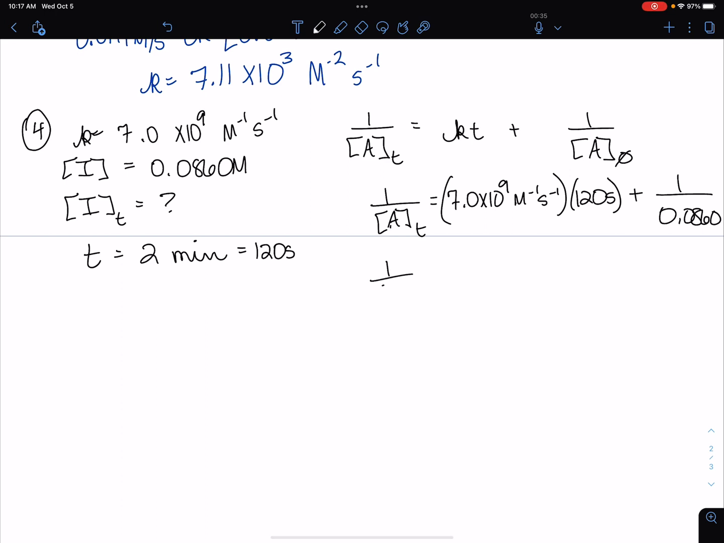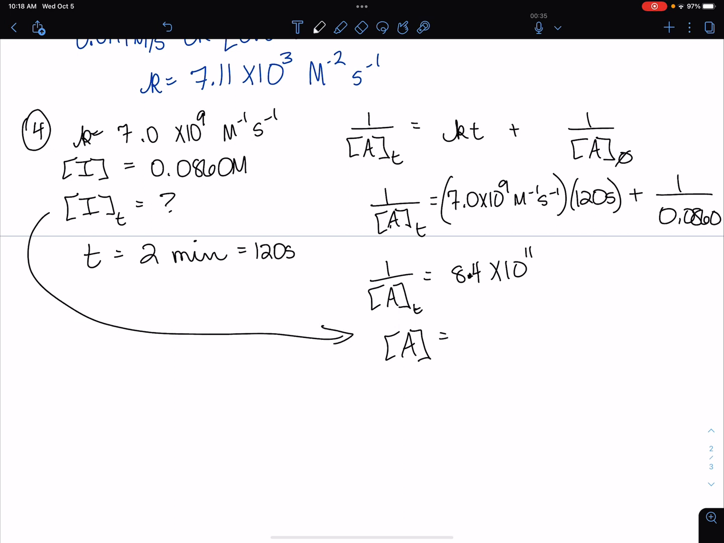Okay, so I get that 1 over A is equal to 8.4 times 10 to the 11th. But see, that's not what A_t is. That's the reciprocal of it. So I have to take the reciprocal of both sides. And I will get that A, or concentration of I, I'm just using A because that's how it is in the generic formula, is 1.19 times 10 to the minus 12 molar.